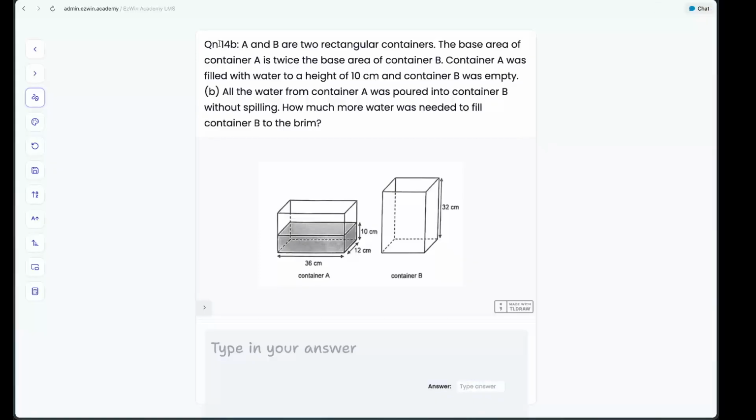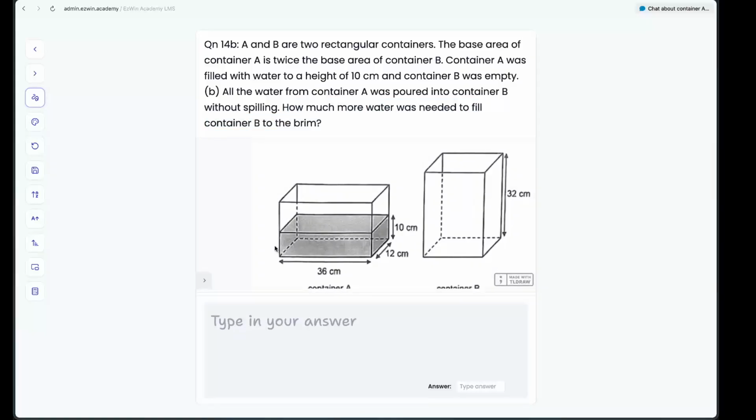Question 14, part B. A and B are two rectangular containers. The base area of container A is twice the base area of container B. Container A was filled with water to a height of 10 centimeters and container B was empty. All the water from container A was poured into container B without spilling. How much more water was needed to fill container B to the brim?